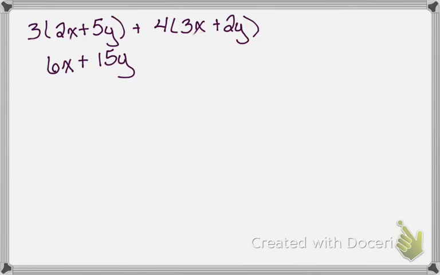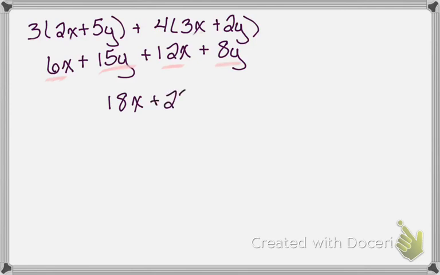I have 4 times 3x. That's 12x. 4 times 2y is 8y. Okay, now I've got 6x and 12x. It's 18x. 15y and 8y. It's 23y. Okay?